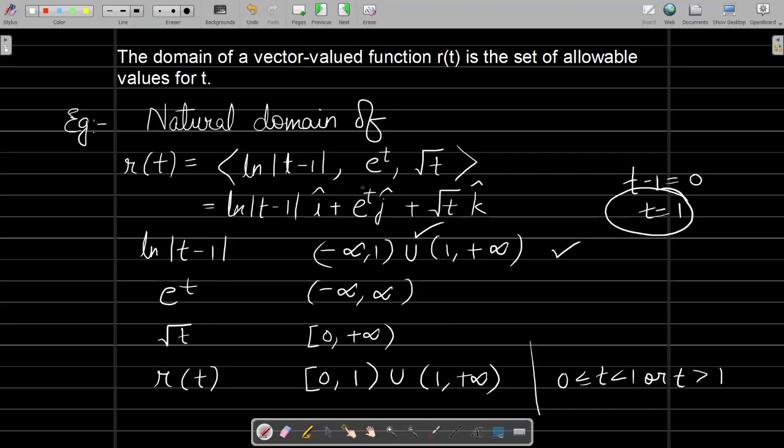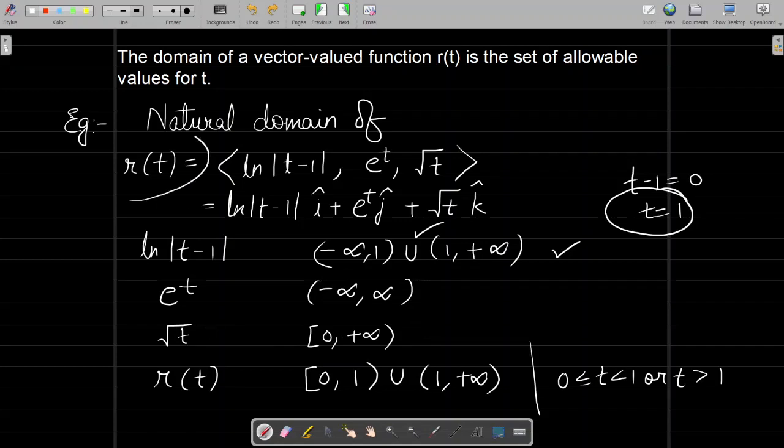Now the second component is e raised to t. Now e raised to t is defined for all values of t. So the domain is minus infinity to infinity. Now the third one is root t. The third component is root t. Now root t is defined only for positive values of t. So the domain is the closed interval 0, open interval plus infinity.